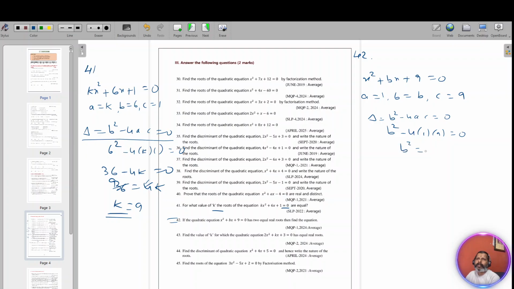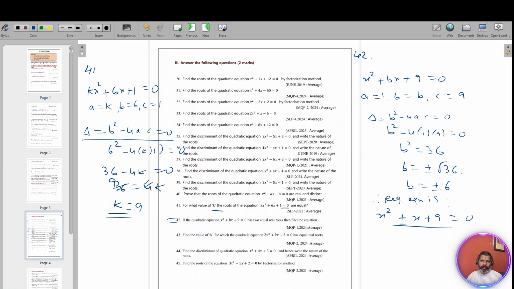B square is b square only. So b square is equal to 36 will come. 4 into 1, 4. 4 nines is 36. When we transpose it to the right side, it will be plus 36. B equal to plus or minus root 36, b equal to plus or minus 6. Therefore, required equation is x square plus or minus 6x plus 9 equal to 0. Means x square plus 6x plus 9 is 0, or x square minus 6x plus 9 also 0. Okay.